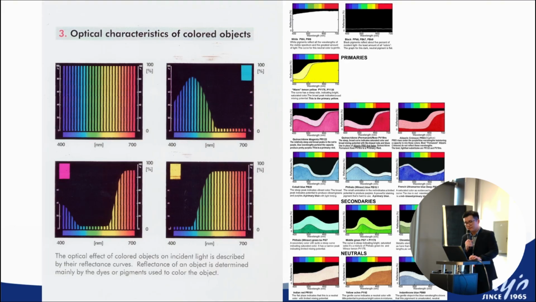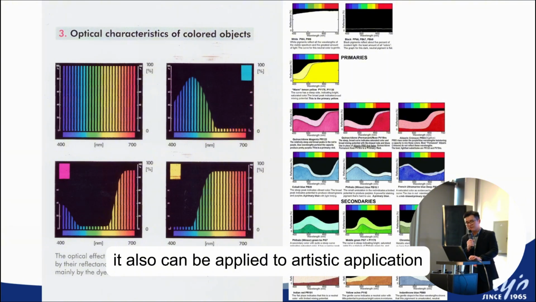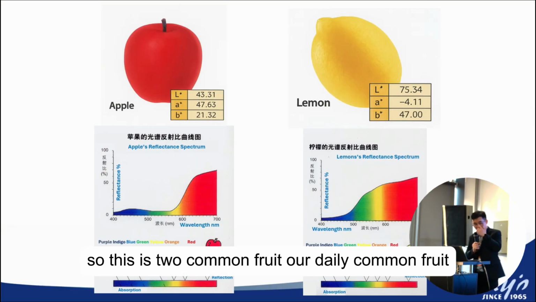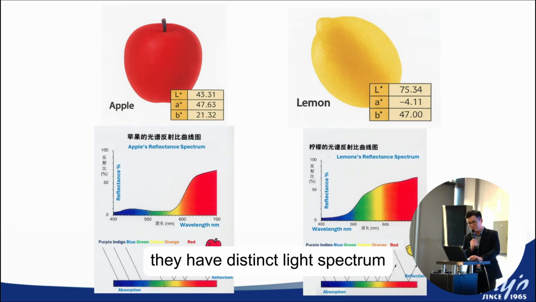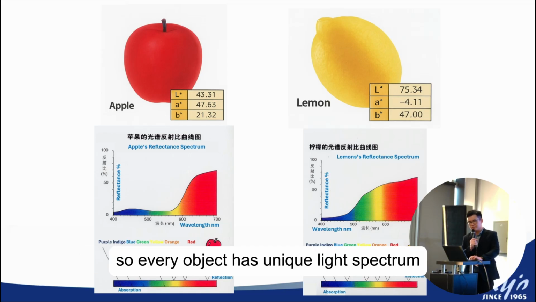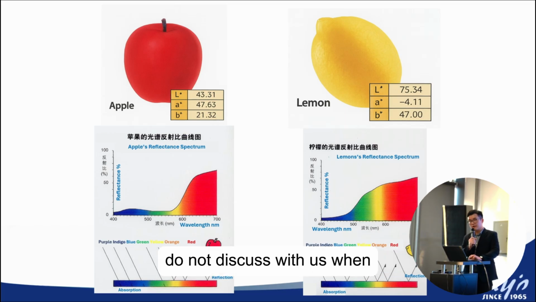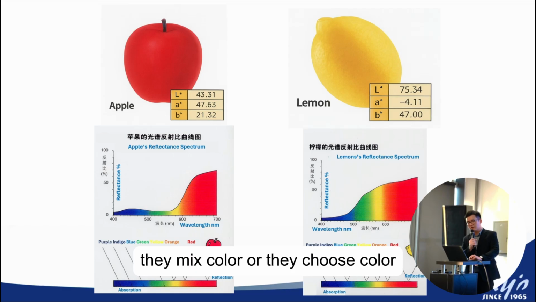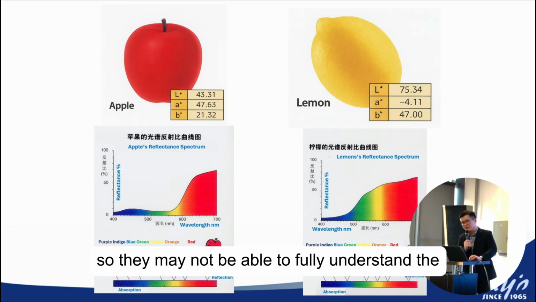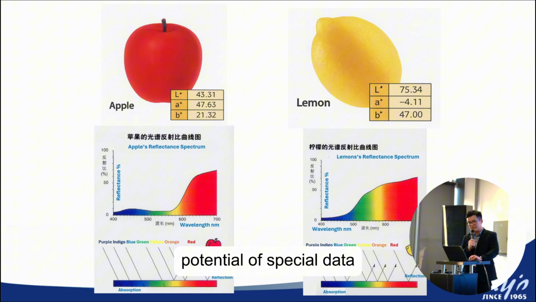So the spectrum of color is not only applicable to industrial use, it can also be applied to artistic applications. These are two common fruits from our daily life. They have their distinct light spectra. So every object has a unique light spectrum. While I believe most of our customers do not discuss with us when they mix or choose colors, they may not be able to fully understand the potential of spectral data.